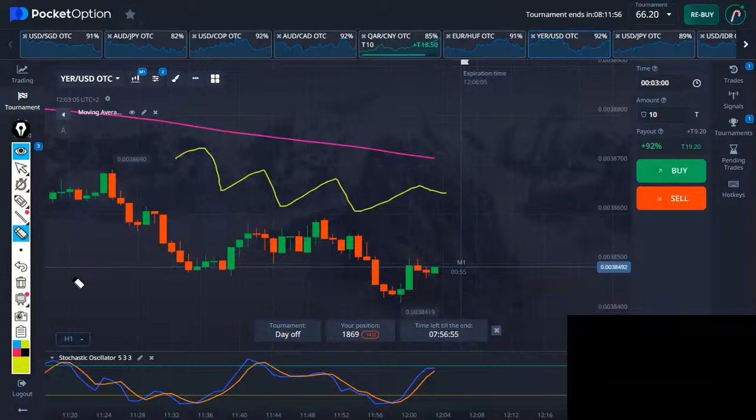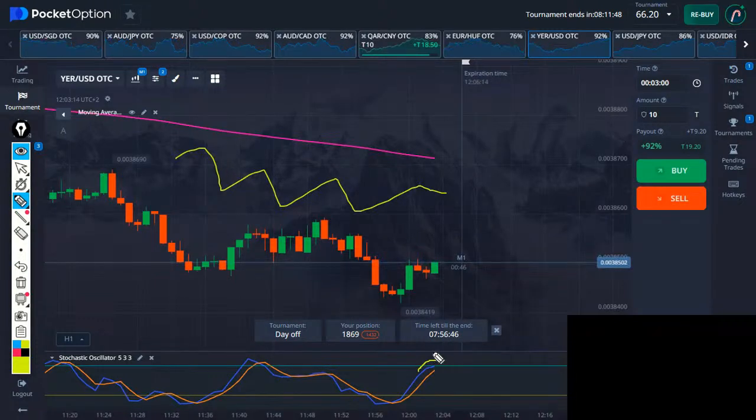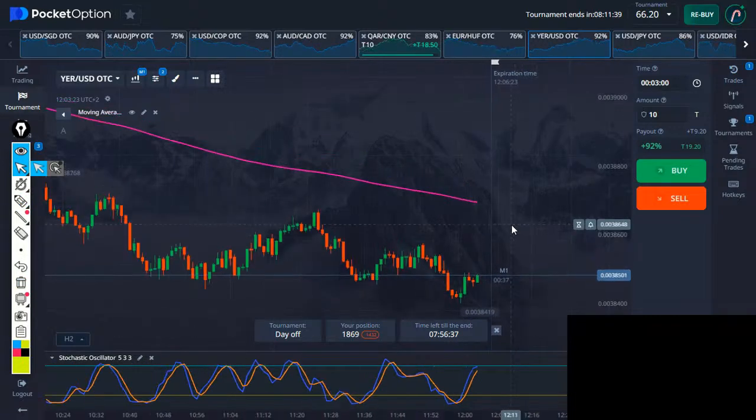We need a push to this area, or a touch at least. Once we see the stochastic crossing and pulling down, we take a sell trade. So let's wait for it.